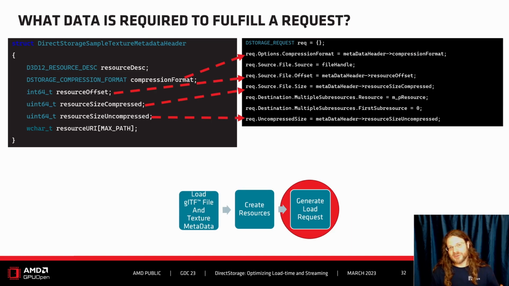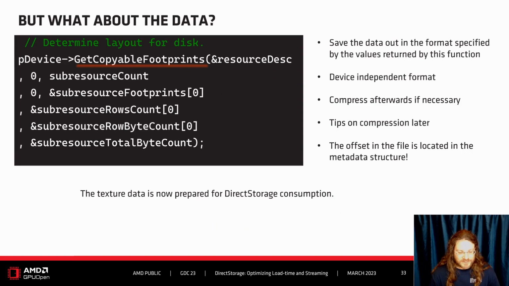So this is a dstorage request, and it contains essentially all the other fields from our metadata header. And we stored these in memory so that we can very quickly fill out the request and provide it and queue it to direct storage to load. So a little bit more about the data created during the pre-processing step. That data is in the format of get copyable footprints. This is a device-independent format, and we can always compress it after the fact in order to reduce its size using one of the available options in direct storage.